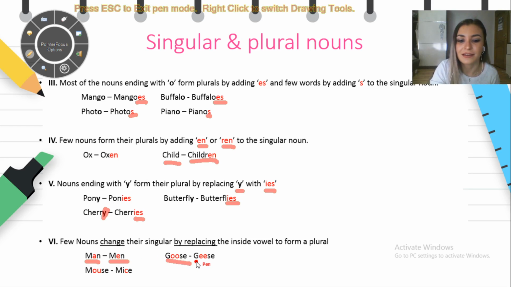Goose becomes geese. So these double vowels change to other double vowels. So they are replaced with other vowels. Goose, geese, two double O's with double E's. Okay, and the word mouse becomes mice in plural. So OU disappears and instead is replaced with the letter I in order to make the plural noun. Okay?